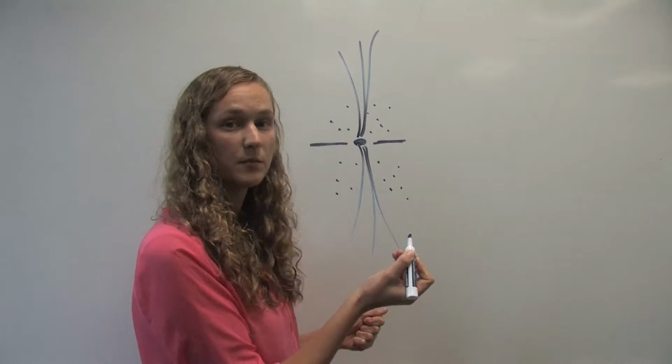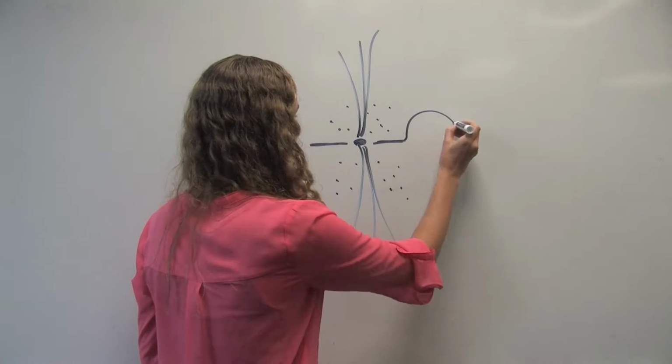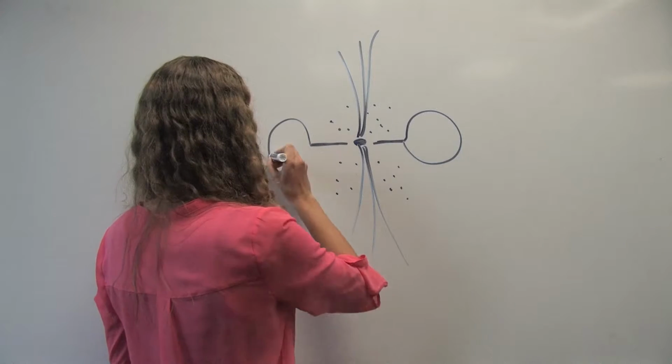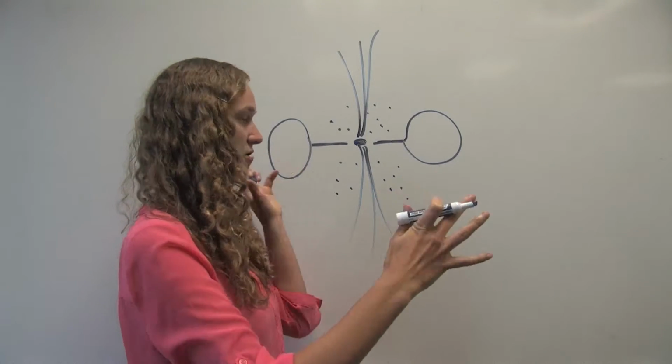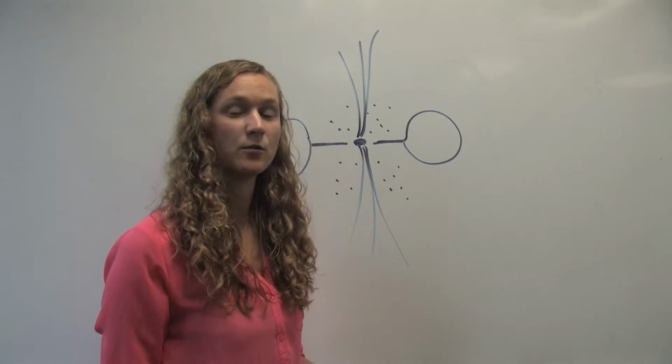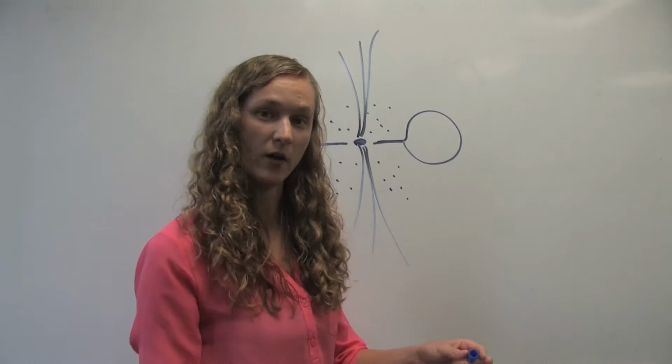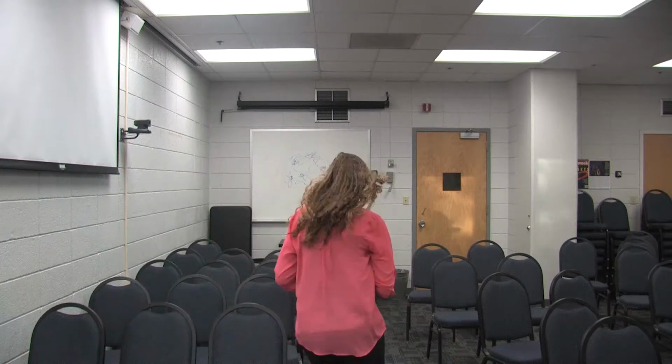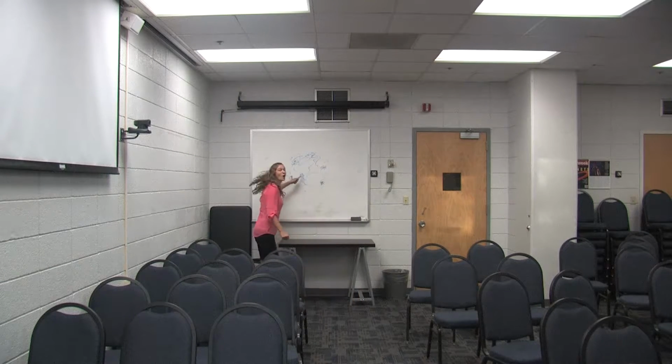And then the last component is something called the dusty torus, which is a circular structure around the whole thing that is dust and gas. And then the rest of the galaxy is all the way over here.